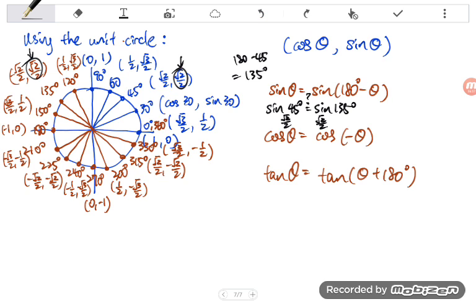Now, for cosine theta, let's say I go with cosine of 30 degrees. Cosine of 30 degrees is over here, which is root 3 over 2. And is this equal to cosine of negative 30 degrees? We have never talked about negative angles. All this time, the angles that we've had are all positive angles. So what's negative 30 degrees? Think about it. Take a good guess.